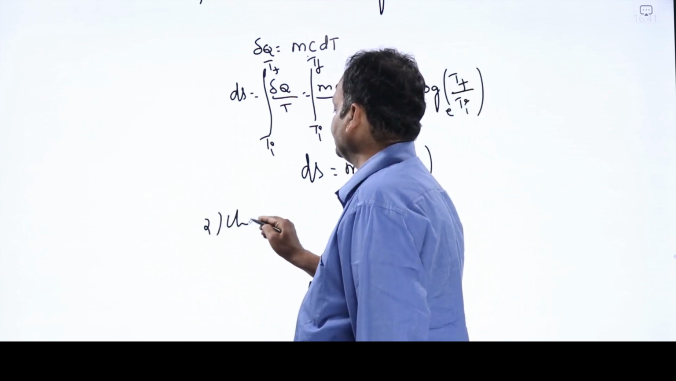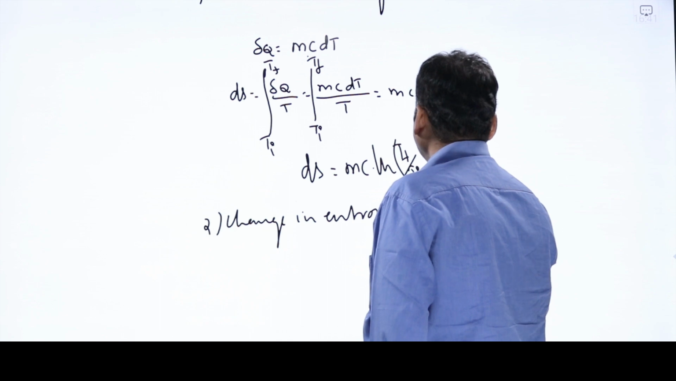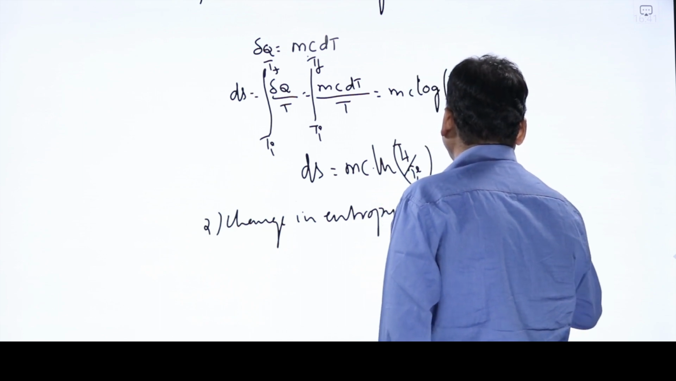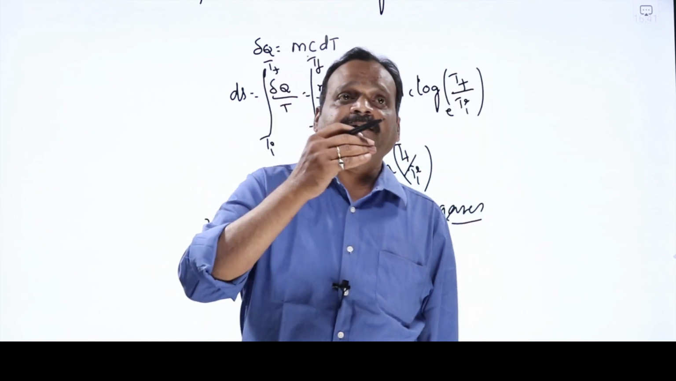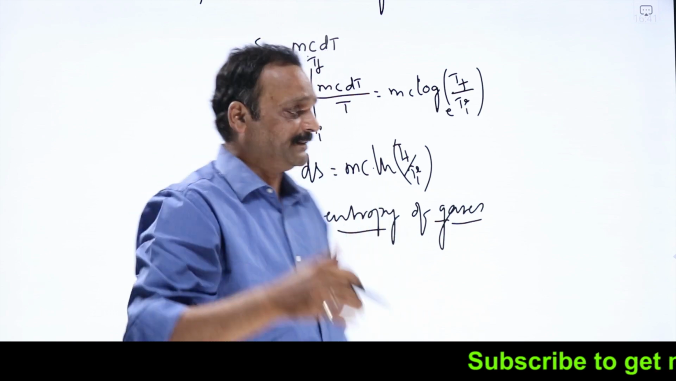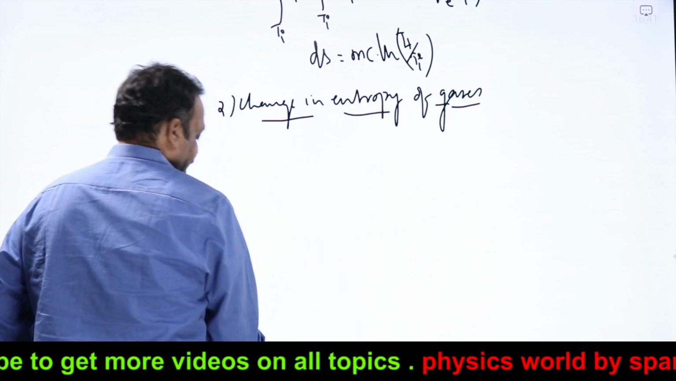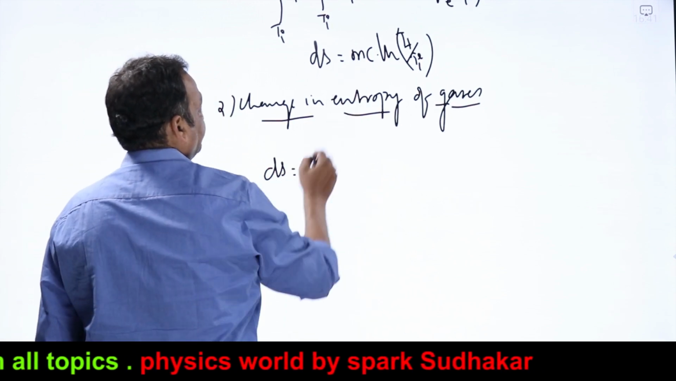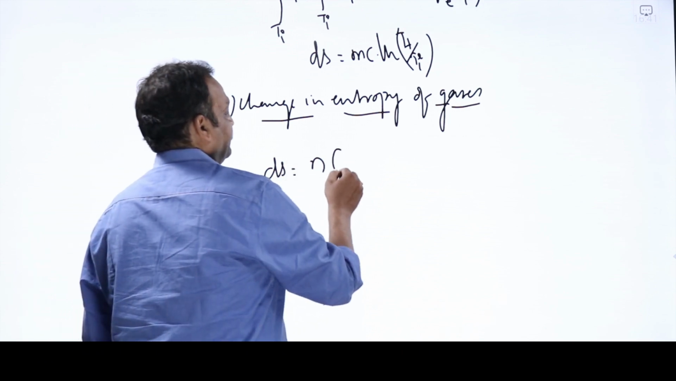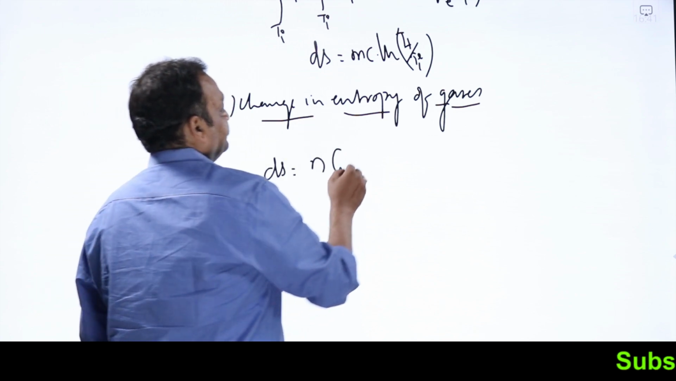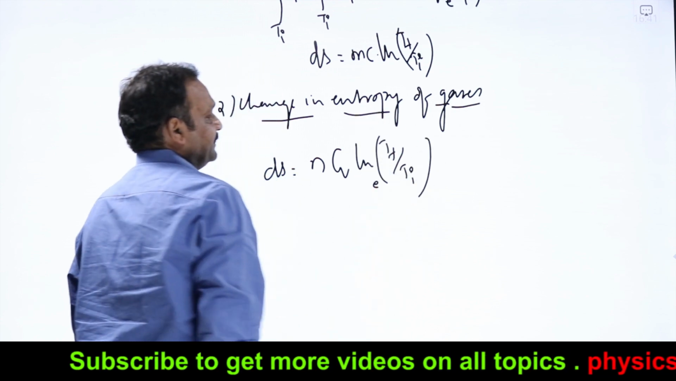Change in entropy of gases, heating or cooling, whatever it is. n moles of gas at constant volume, suppose its temperature has been increased from Ti to Tf. What is the change in entropy? dS is equal to, instead of m grams we take n moles of substance. If the process is a constant volume process, isochoric, it is n Cv, molar specific heat at constant volume, ln Tf by Ti, natural log to the base e.